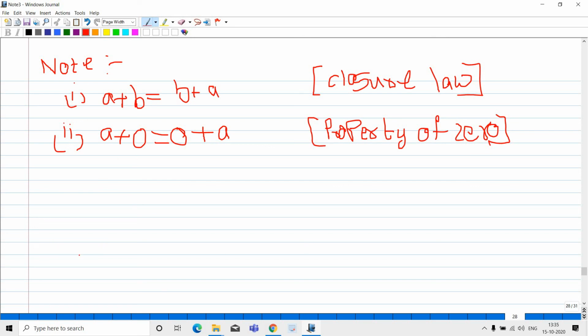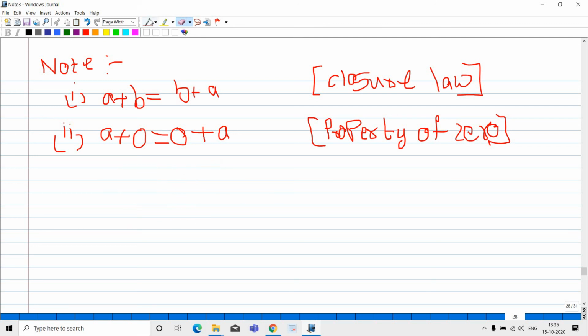So property of 0 means what? Here 1 plus 0, I'm taking A is equal to 1. So 0 plus 1 is always 1. If we add any number to 0, the answer will be the number only. For example, I am taking 600 plus 0, that equals 0 plus 600. The answer is 600 equal to 600. So you got my point. This is the property of 0.